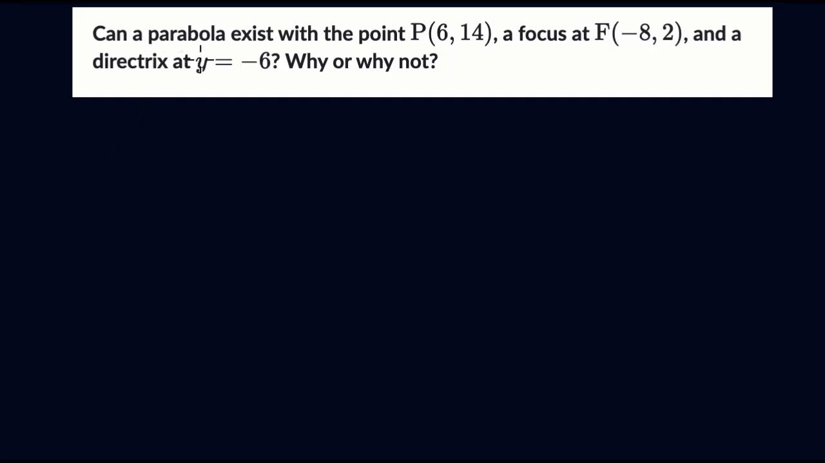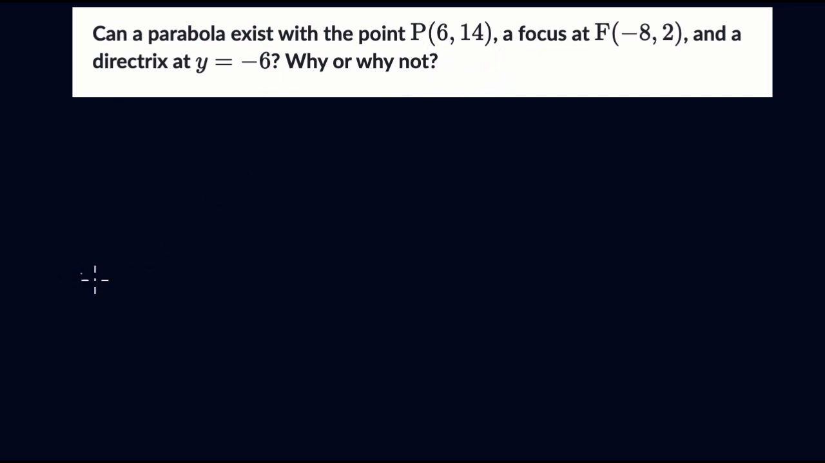We're asked, can a parabola exist with the point P at (6, 14), a focus at point F, which is at (-8, 2), and a directrix at y equals -6? Why or why not? So pause this video, have a go at that, and then we'll do it together.